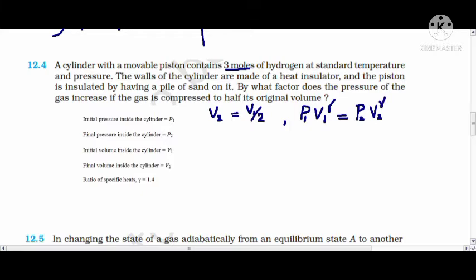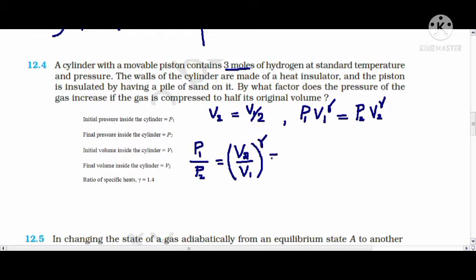Now let's take the ratio of pressure. We have P1 upon P2 is equal to V2 upon V1, the whole raised to gamma.